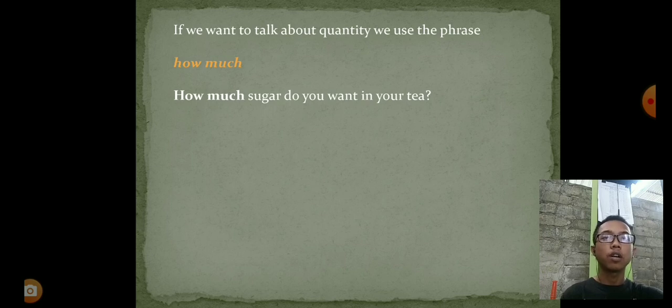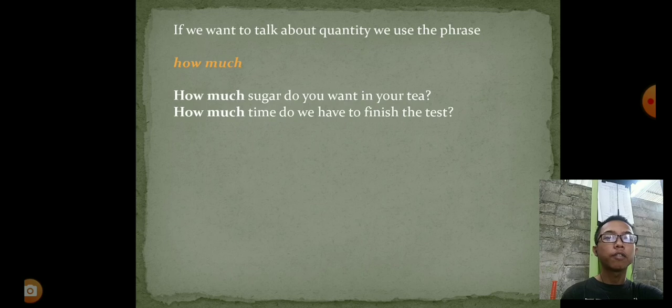Yeah, the answer is I want 1 tablespoon of sugar, or 1 sachet of sugar. You cannot say I want 2 sugars in your tea, because 2 sugars is like just two sugar. You know sugar, right? It's so tiny, so you cannot just put 2 tiny sugars in your tea.